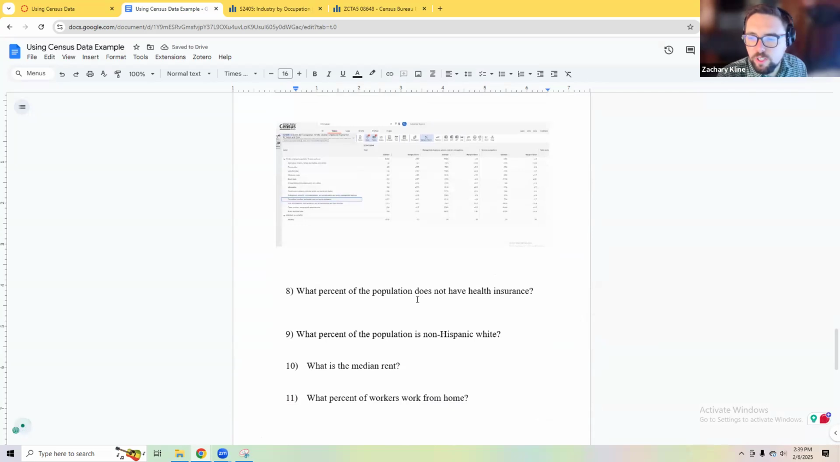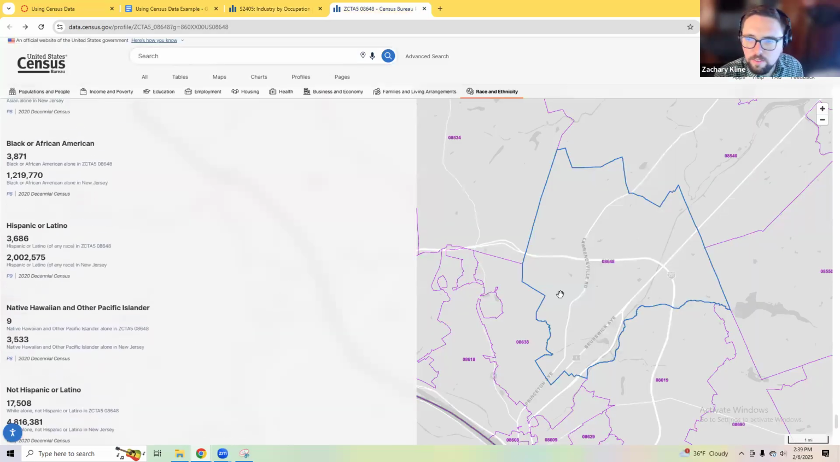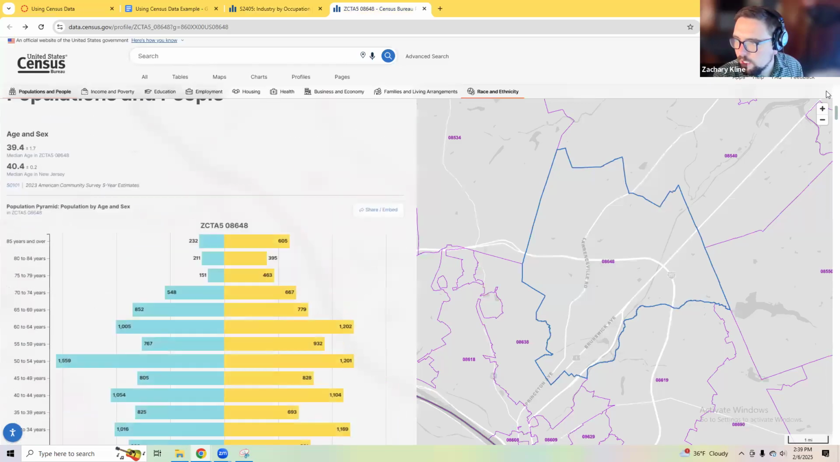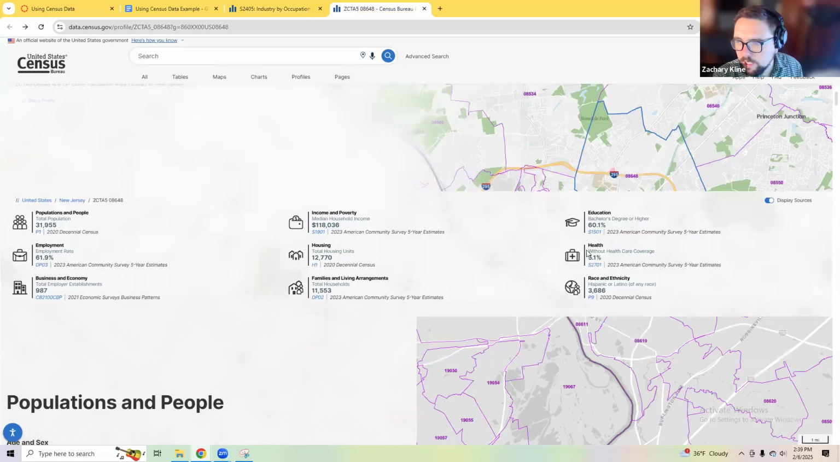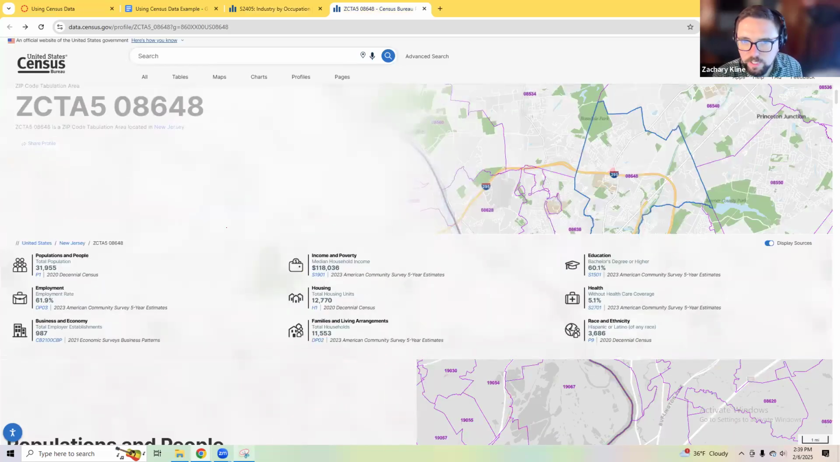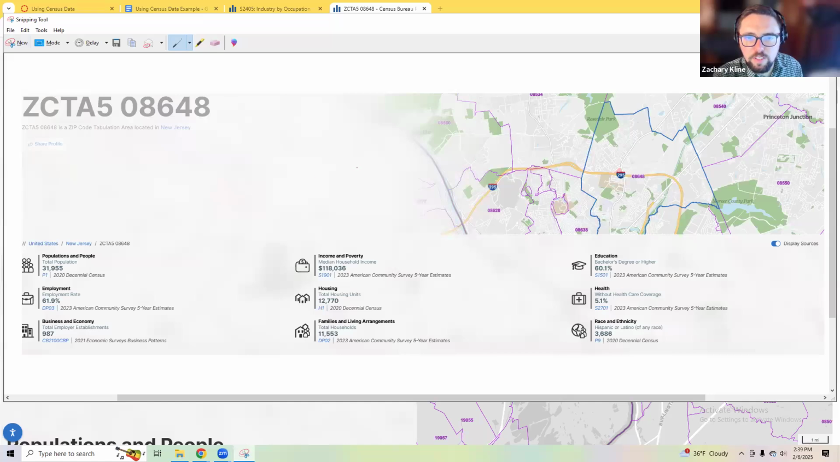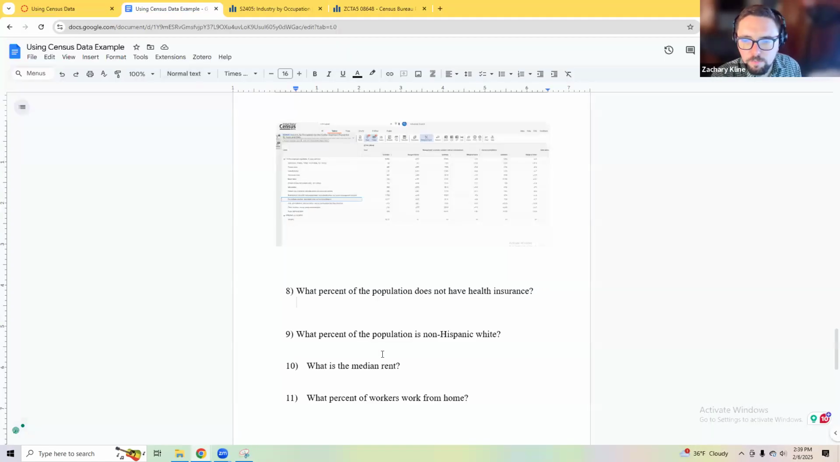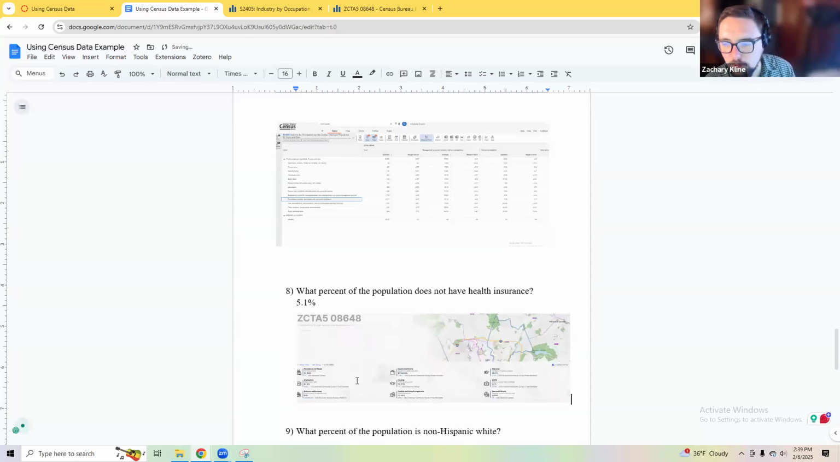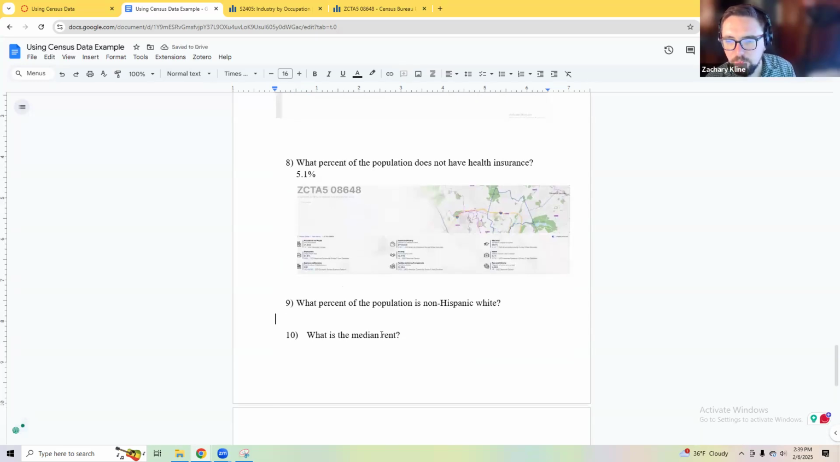What percent of the population does not have health insurance? We saw that on the summary, I believe. If I remember correctly, yes, we did. 5.1% do not have health insurance. And make sure I'm showing the zip code. If you're ever not sure of how much information to put into your screenshot, the more the better. I'd rather have you put enough than not enough.